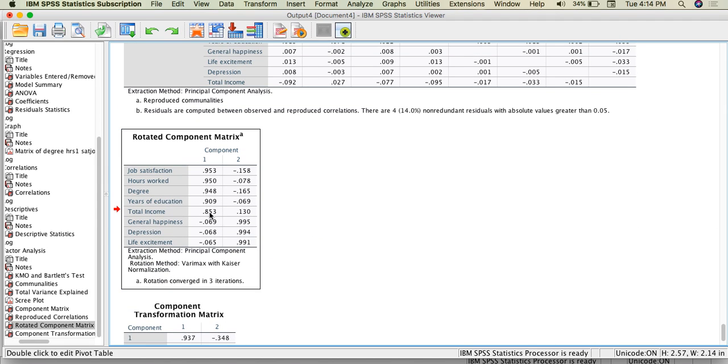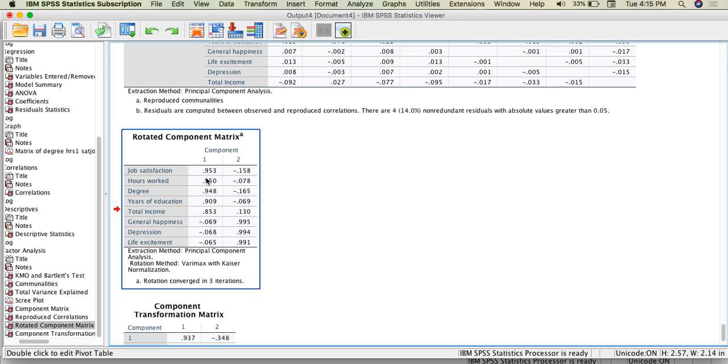Then we need to decide which questions go with which islands, which questions go onto which component or which factor. For that, we have job satisfaction, hours worked, degree, years of education, and total income all with very high component scores on factor 1. Generally you want a rule to follow before you go into the data. A really common rule is that the item has to load at least 0.50 onto one of the factors, and then there has to be at least a 0.20 difference, meaning you don't want it to load evenly onto 2 factors.